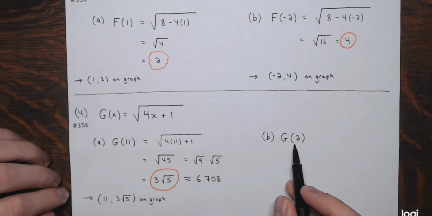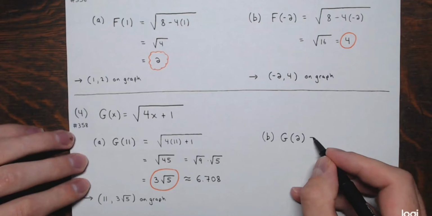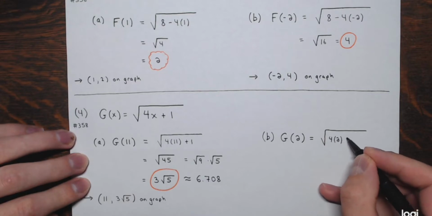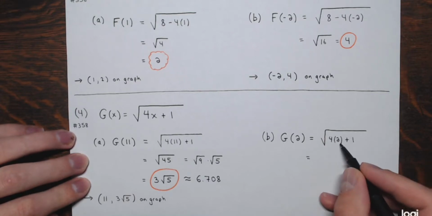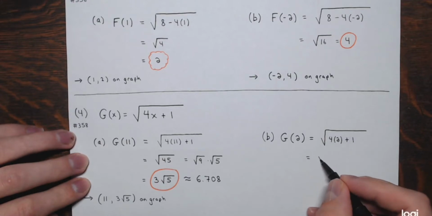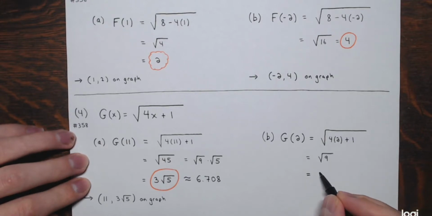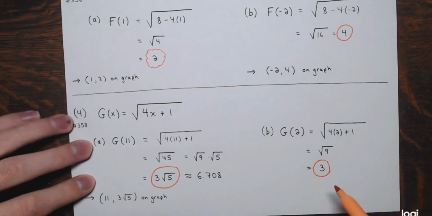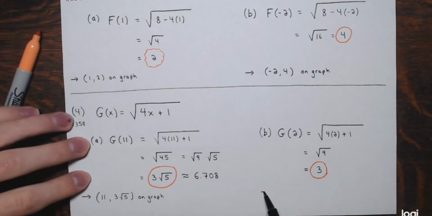And same thing for part B. What's the value of this function when the input is 2? So the square root of 4 times 2 plus 1. Now this is a nice square, right? 4 times 2 is 8, plus 1 is 9. The square root of 9 is just 3, right? So the answer here is 3. And once again, this tells us that input 2, comma, output 3. This ordered pair 2, comma 3 is on the graph of this function.